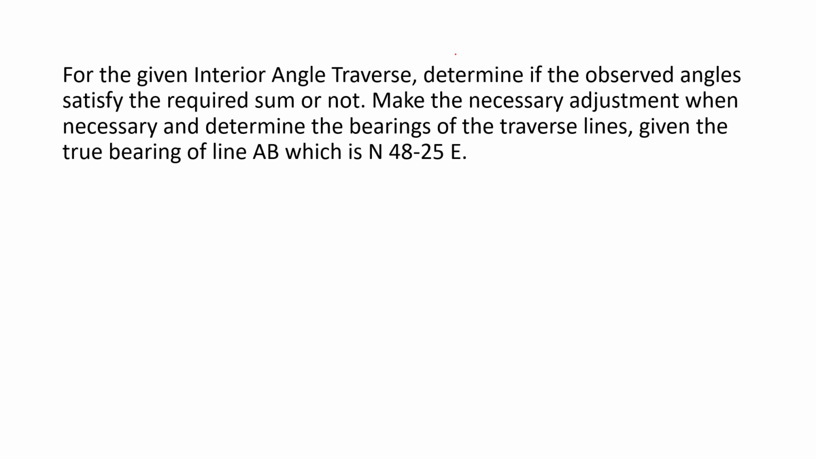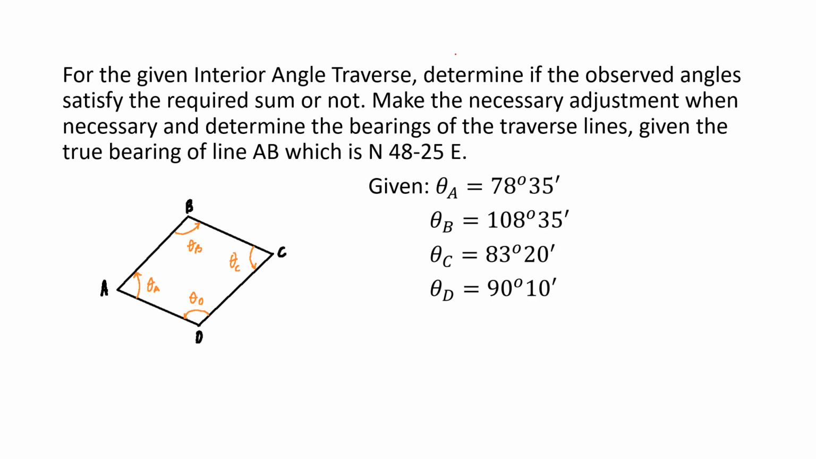For the given interior angle traverse, determine if the observed angles satisfy the required sum or not. Make the necessary adjustment if necessary and determine the bearings of the traverse lines, given the true bearing of line AB, which is north 48 degrees 25 minutes east. Given the following interior angles: theta A 78 degrees 35 minutes, theta B 108 degrees 35 minutes, theta C 83 degrees 20 minutes, and theta D equal to 90 degrees 10 minutes.